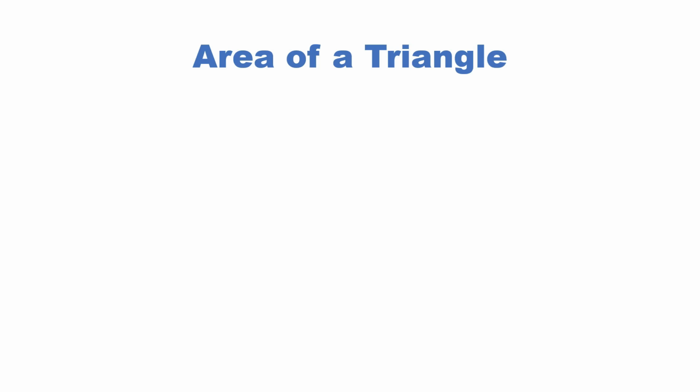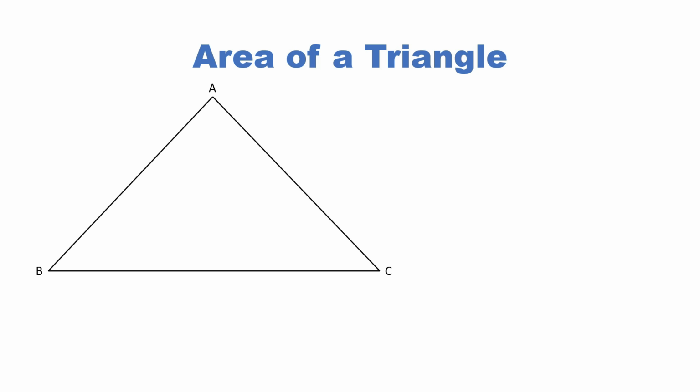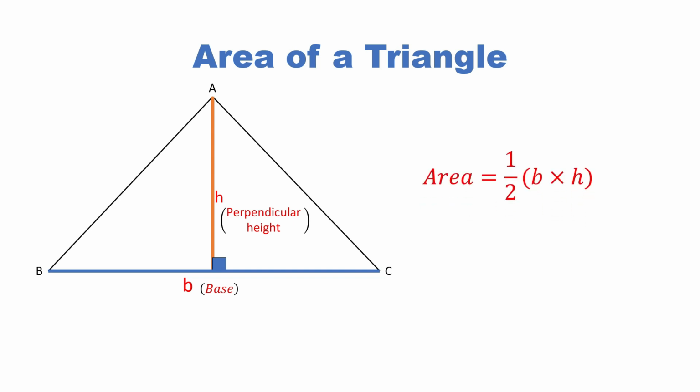Now moving on to the area of a triangle. Suppose we have a triangle ABC. The baseline BC is called the base, and the line drawn from the apex A to the baseline is called the height. But for us to calculate the area, the height should always be perpendicular to the base. So, in case it is not provided, you can calculate it using the Pythagoras theorem. Now, if you have the base and the perpendicular height, then the area of the triangle is equal to half base times height.